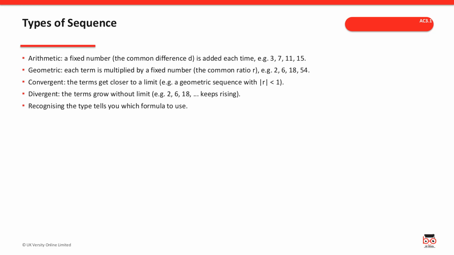An arithmetic sequence adds a fixed common difference, d, each step, like 3, 7, 11, 15. A geometric sequence multiplies by a fixed common ratio, r, each step, like 2, 6, 18, 54. Some sequences are convergent, settling towards a limit, while others are divergent, growing without any ceiling, and knowing which family you're in tells you which formula to reach for.